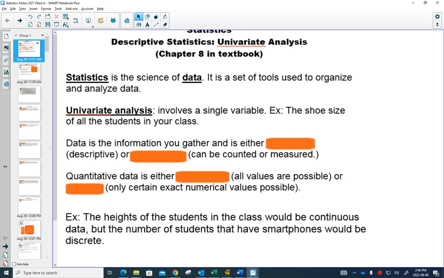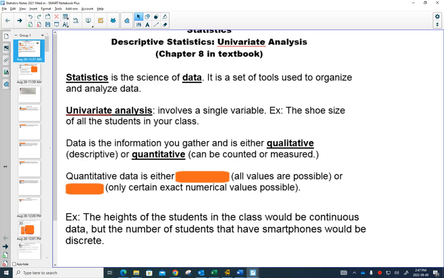Univariate analysis, and the word uni means one, and variate is like variable, is a single variable. If we just gather the shoe sizes of everybody in class, then it's single variable, univariate. And sometimes data is qualitative, in which case it's descriptive, and sometimes it's quantitative, where it's measured.